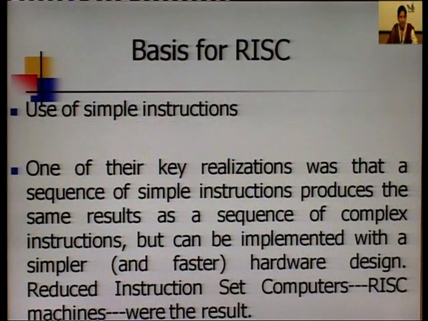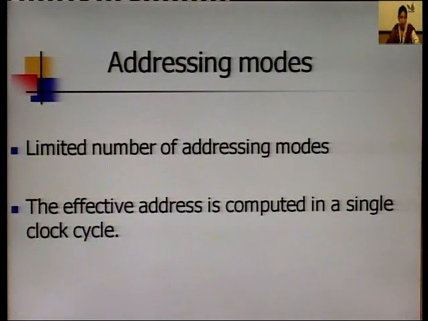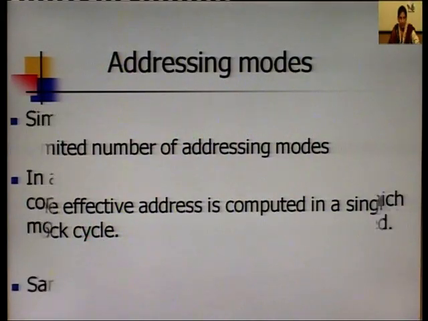So these were the addressing modes, and now we will study what a RISC is. RISC is the reduced instruction set computer. It uses simple instructions in its architecture. One of their key realizations was that a sequence of simple instructions produces the same results as a sequence of complex instructions, but can be implemented with a simpler and faster hardware design. Addressing modes used in RISC: a limited number of addressing modes are used. The effective address is computed in a single clock cycle, so that's why it is a fast architecture.